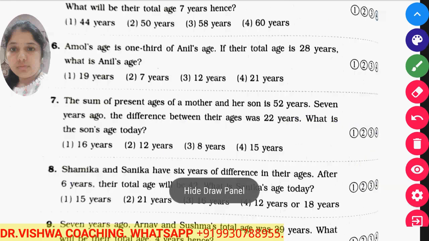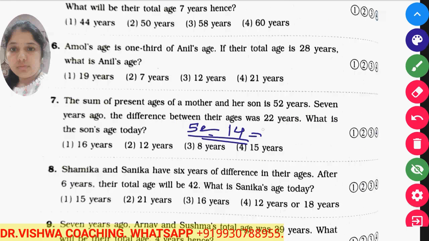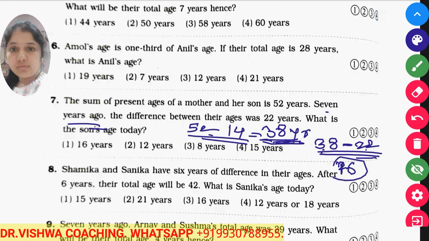But they had solved it a different way. 7 years ago their age sum was 52, so 7 years ago, 52 minus 14 we have to do, so it becomes 38 because we have to subtract both of them ka age 7 years from this 52, so it becomes 38. Now after getting 38, you have to subtract this 22 from 38, so you get the answer as 22, no, 16. 16 divided by 2 is the age of son.